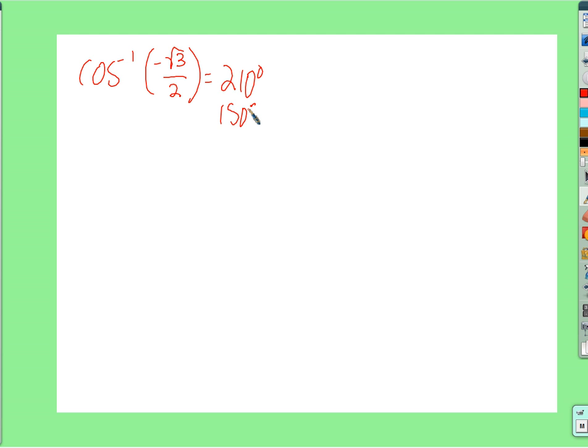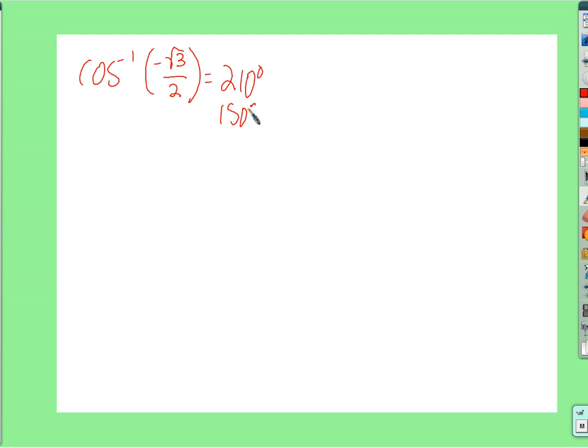I was just thinking about what you're doing with the shaded thing, and I was thinking that maybe it could be 30 degrees. Except 30 degrees has a positive cosine. If you look at 210, it has negative root 3 over 2, not negative 3. Okay, so yeah, 150 is going to be it.